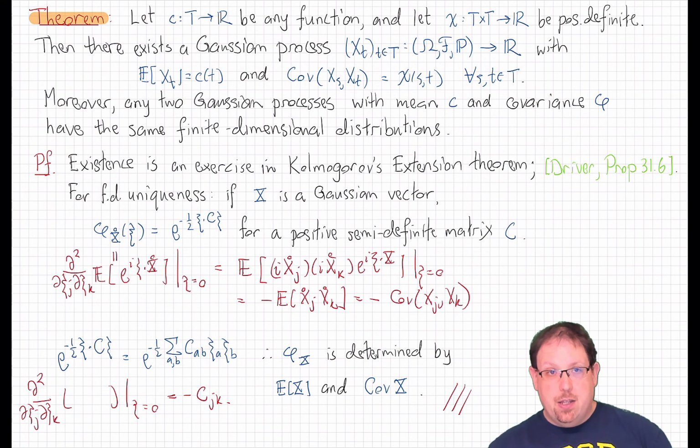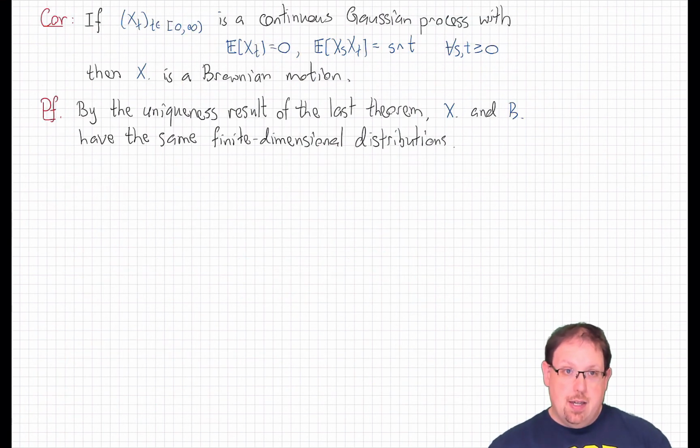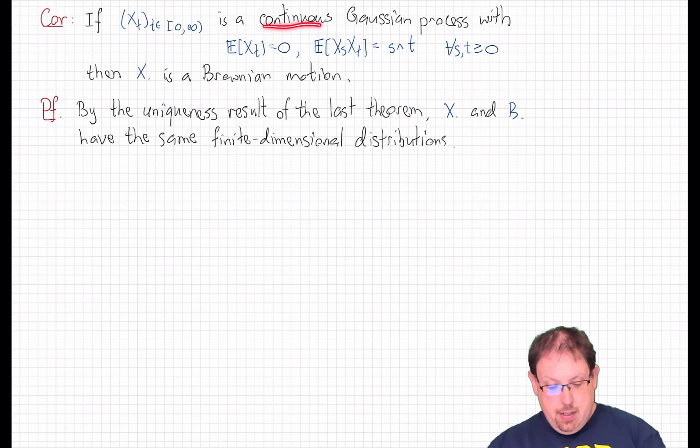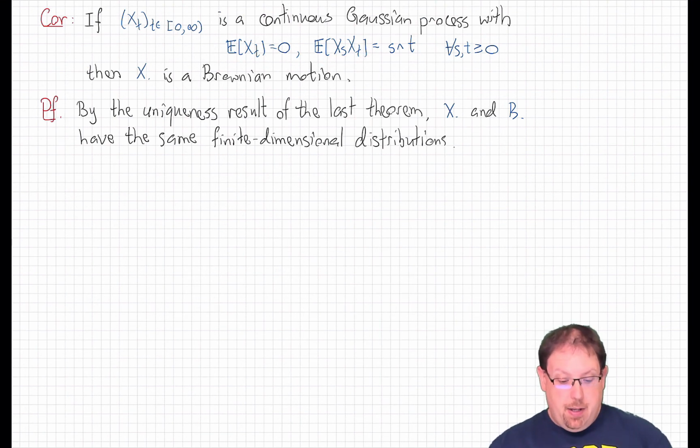Now, putting that together with the continuity properties of Brownian motion gives us this result, which was the main application we were aiming for in this lecture. Suppose that we are given a continuous stochastic process, xt, on the positive real line that is Gaussian and centered and has the covariance function s min t. Then that process is a Brownian motion.